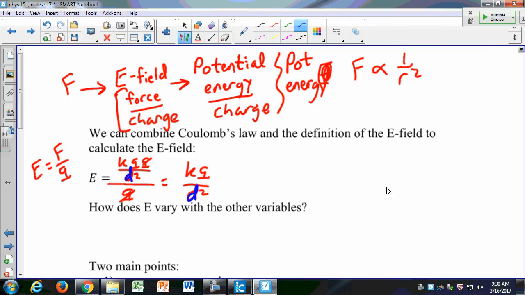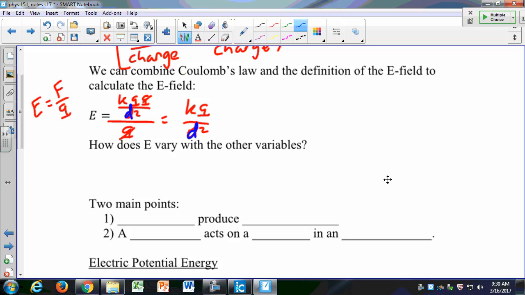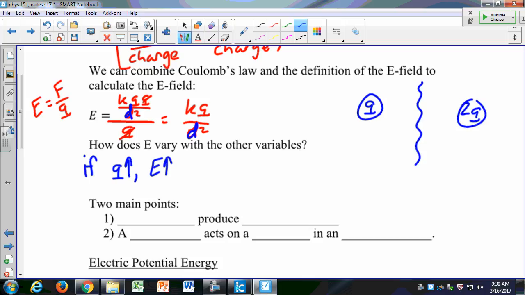All right, so we want to know, how does the electric field vary with the other variables? For example, if Q goes up, then the electric field goes up. If I have a charge Q here, and a charge 2Q at some other space, not related to one another, not in the same area, the electric field here we would call E1. The electric field over here, E2, would be twice E1, just because I've increased my charge by a factor of 2, so it has a stronger electric field surrounding it.